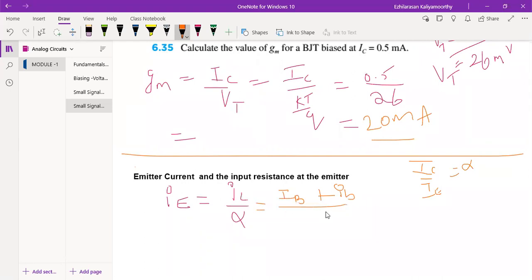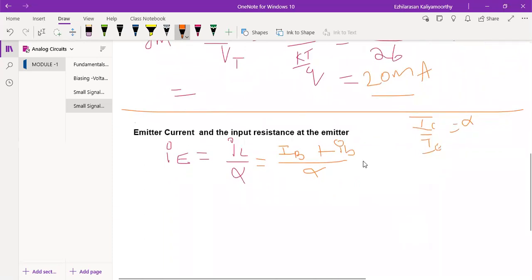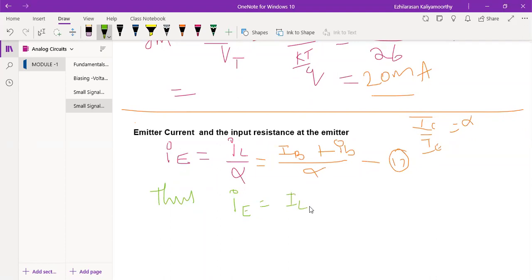That is IC divided by alpha. So you can consider this as the equation number, continuing from the previous one, I can say this is equation number 17. Now from this I can write IE, that is small e, is equal to, in the same way, capital E plus small I. So this is your DC quantity, and this one will be your small signal quantity.